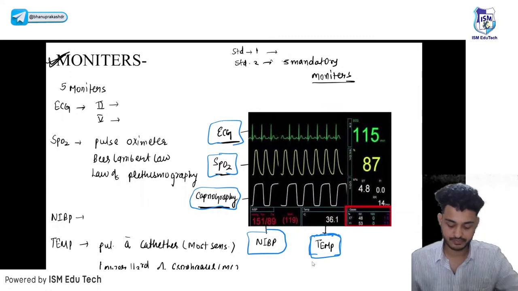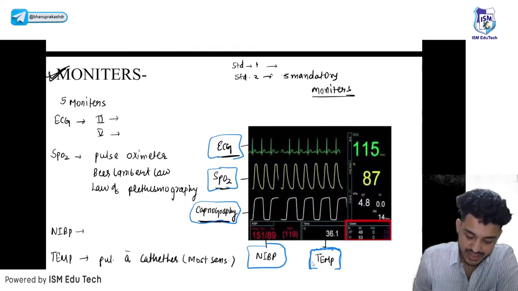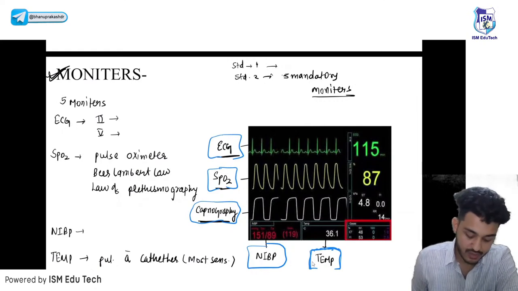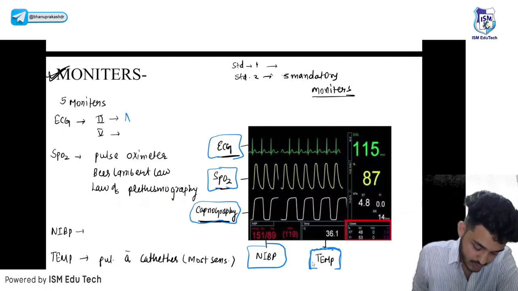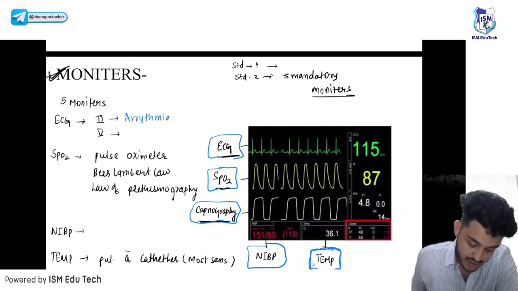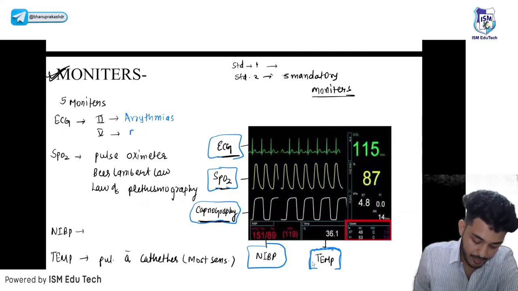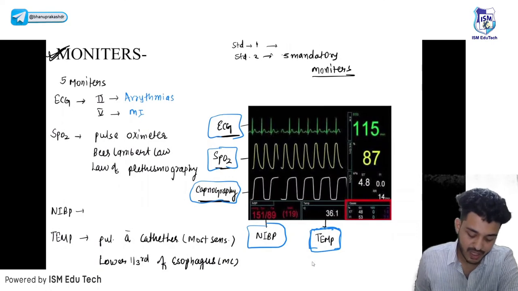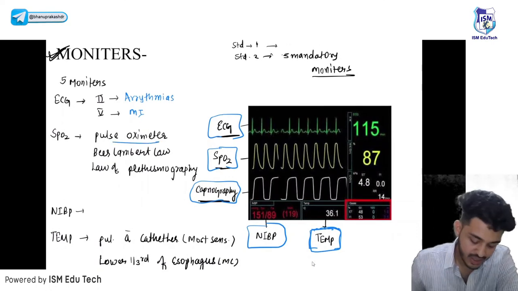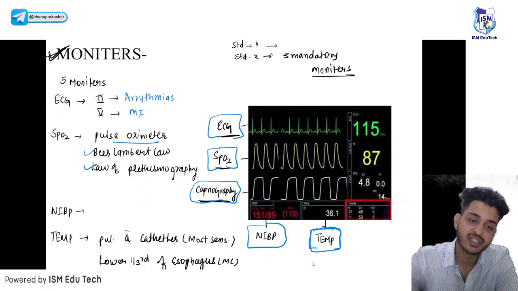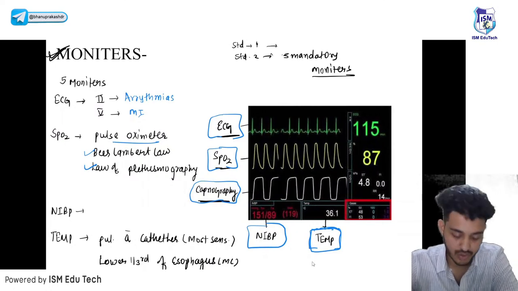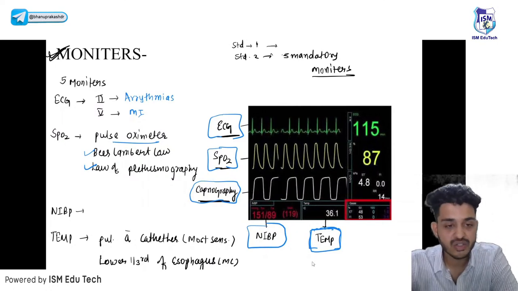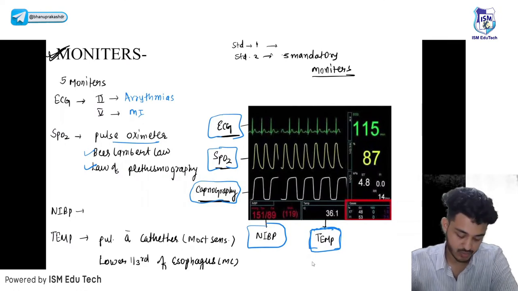Temperature probe. So first ECG, we are using two leads: lead number two and lead number five. Lead number two is for the purpose of identification of arrhythmias. Lead number five is for the MI, myocardial infarction. SpO2 is pulse oximetry. It is based on two laws. First one is your Beer-Lambert's law, and second one is your law of plethysmography.